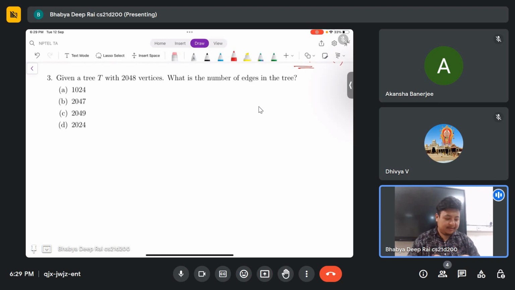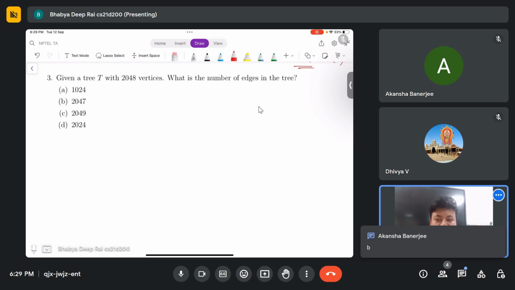Yeah, here is another interesting question. You can do it combinatorially again, or you can do it by example also. Given a tree T with 2048 vertices, what is the number of edges in the tree? So, okay, that was quick.